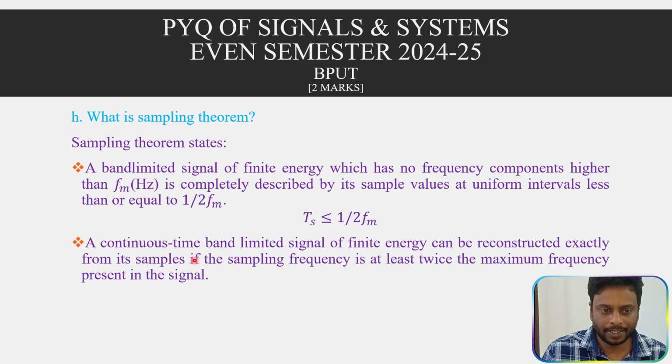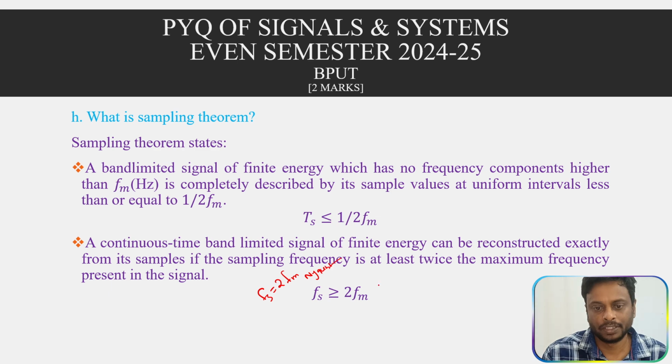Second point is that a continuous time, band limited signal of finite energy can be reconstructed exactly from its samples if the sampling frequency is at least twice the maximum frequency present in the signal. So fs is greater than or equal to twice fm. If fs is equal to twice fm, that is called the Nyquist rate. Okay, so you can write it this way. This is the sampling theorem.